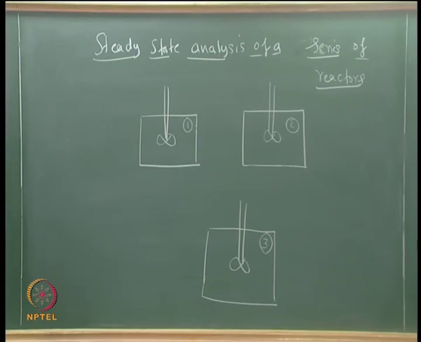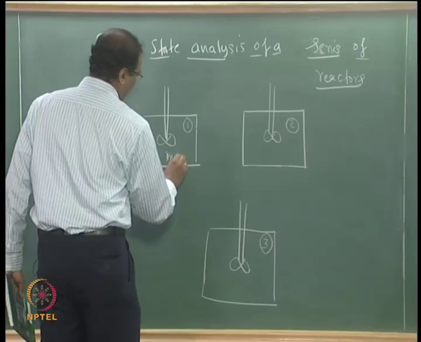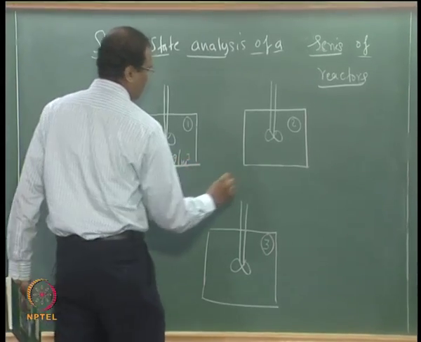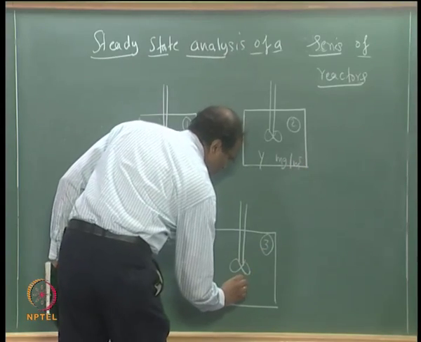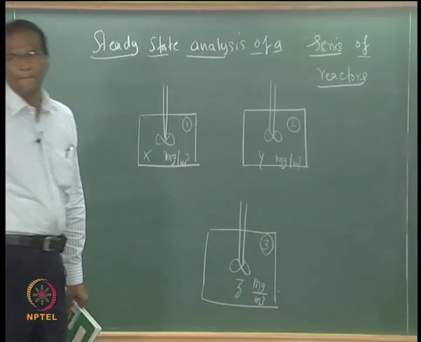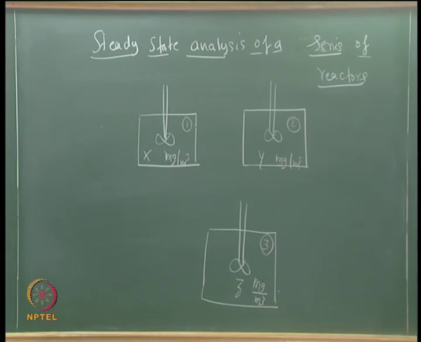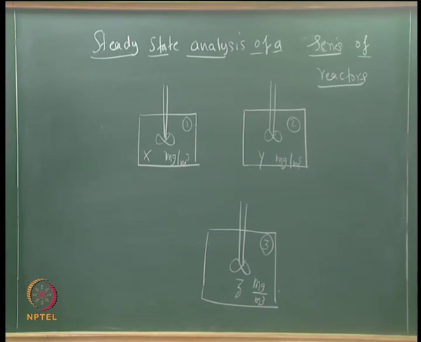Now the concentration of the species in each of these reactors is x, let us say milligram per meter cube. These reactors are interconnected by pipes, and we are looking at steady state analysis of a series of reactors. They are all well stirred, so there is a uniform concentration.